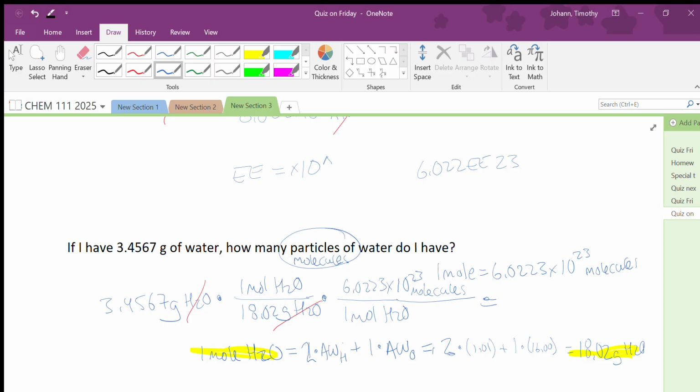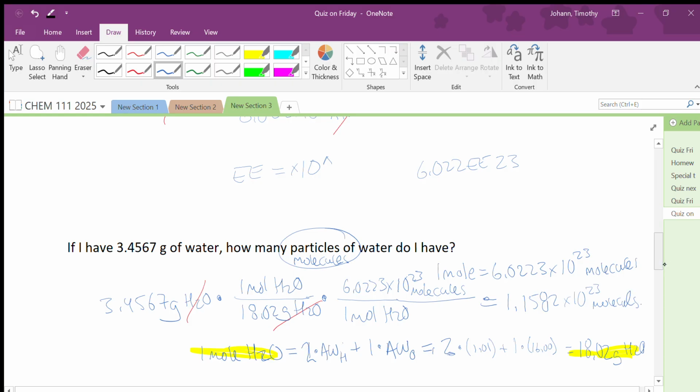Okay, so I'm going to put this in my calculator. And please follow right along and do this with your calculator so we can catch any calculator errors you have. I'm going to take 3.4567, multiply it by 6.0223E23, and divide that by 18.02. All right, and so what my calculator is giving me is 1.1582, etc., times 10 to the 23 molecules.